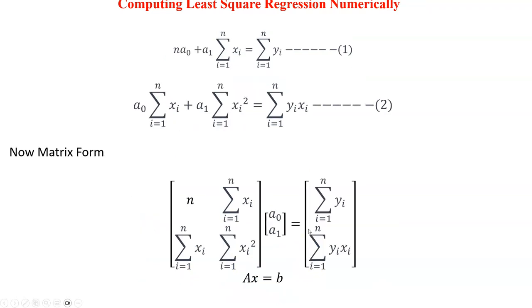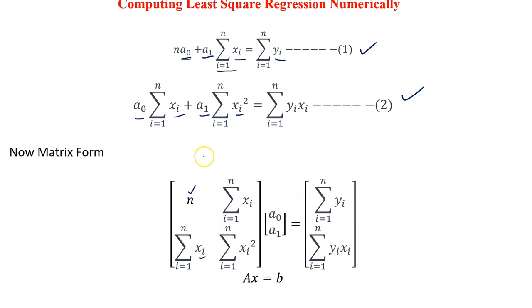Now ultimately, we will get two equations. Here a1 and a0 are the unknowns, so we have to find out a0 and a1. If we write in the matrix form, the xi, yi data are known. The coefficient of a0 will be n, then summation of i equal to 1 to n xi, summation of i equal to 1 to n xi, and summation of i equal to 1 to n xi square.